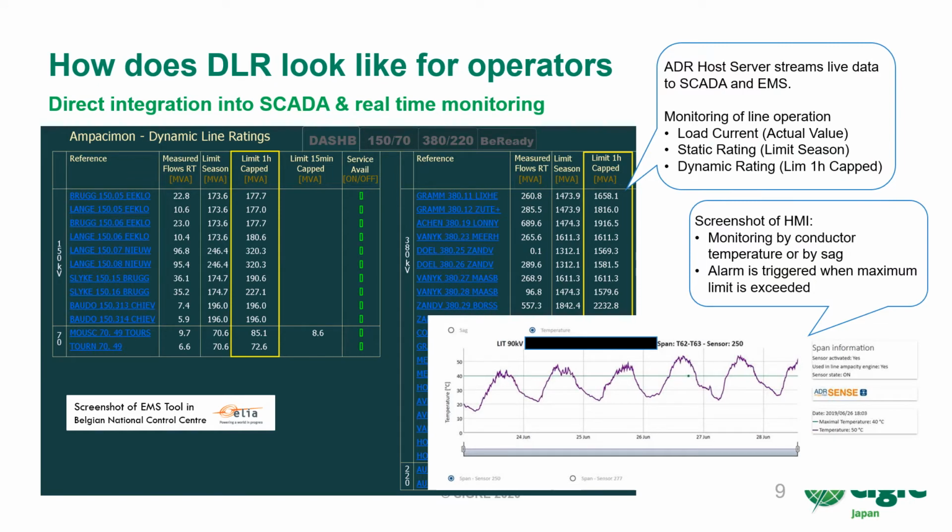For example, the Belgian TSO ELIA uses the 1-hour forecast dynamic line rating directly in the SCADA and EMS for intraday operation. You can see from this screenshot that the names of the lines are listed, the power flows in MVA, the conventional static line rating, as well as the 1-hour forecast dynamic line rating values. This is one of the screens that the operators use to make operational decisions. There's also a web-accessible display of information where conductor temperature and sag can be monitored in real time.